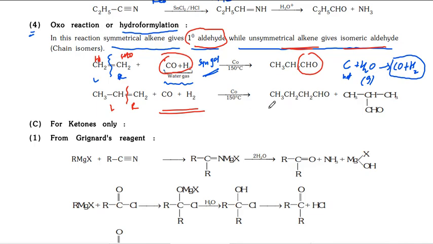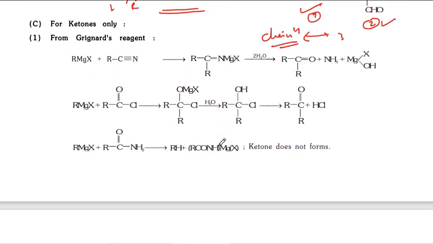In this case, see formylation. If CHO group is on the first carbon, this is the product. If CHO group is attacking on the second carbon, then this is the product. So these both are isomers. Which isomers? These are chain isomers. 1, 2, 3, 3 carbon chain. 1, 2, 3, 4, 4 carbon chain. That means chain isomers.